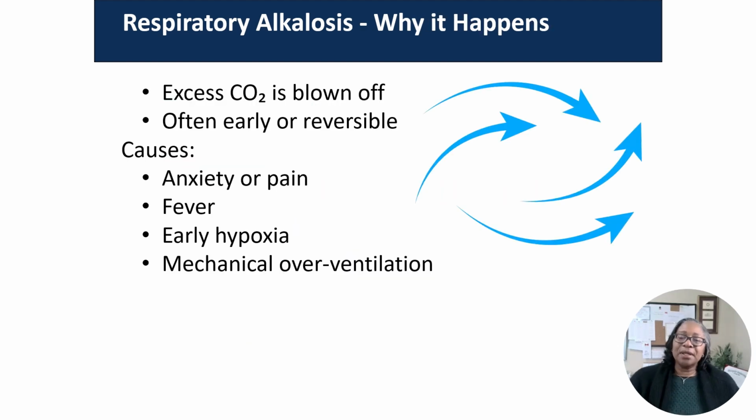Now, why does this happen? So on the NCLEX, you'll see causes like anxiety and panic attacks. Pain. Sometimes patients with pain have a tendency of breathing rapidly. Fever, early hypoxia, mechanical overventilation. This is often early and reversible, which is why the NCLEX may actually test reassurance or treating the cause. Realize with respiratory alkalosis that if a patient is anxious, tachypneic, and dizzy, think respiratory alkalosis.